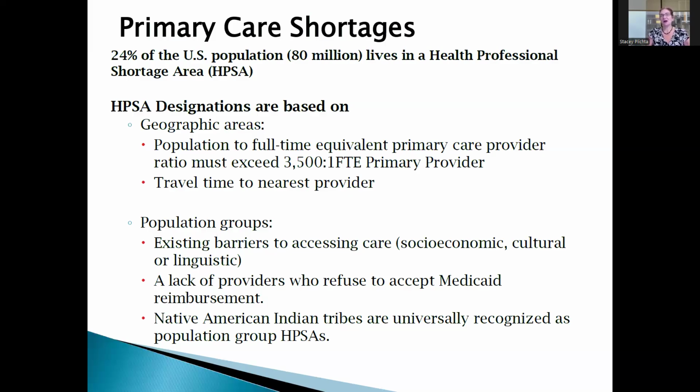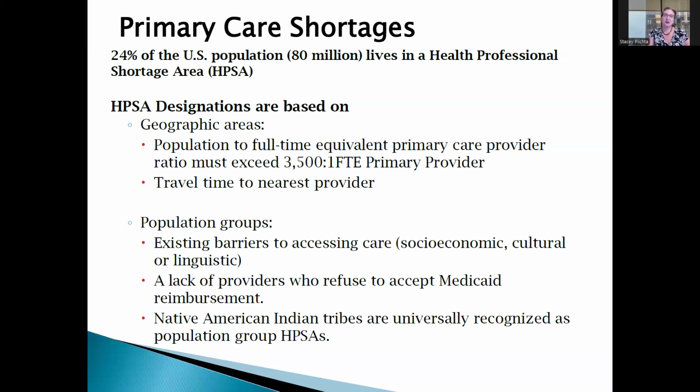It also is based on travel time to the nearest provider. So there are rural counties in which the county may have a better ratio than 3,500 to 1, but it still may take too long to get to the provider. We also define HPSAs based on population groups. There may be existing barriers to accessing care: socioeconomic, cultural, linguistic. There may be providers in the area, but not providers that accept Medicaid reimbursement, in part because Medicaid reimbursement is really low in a number of states.